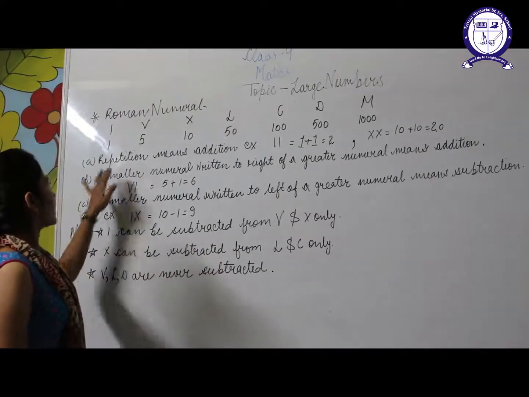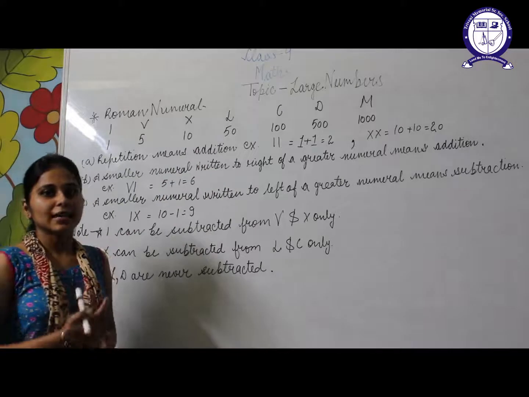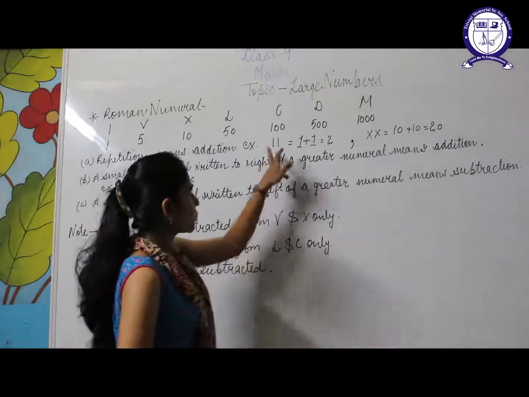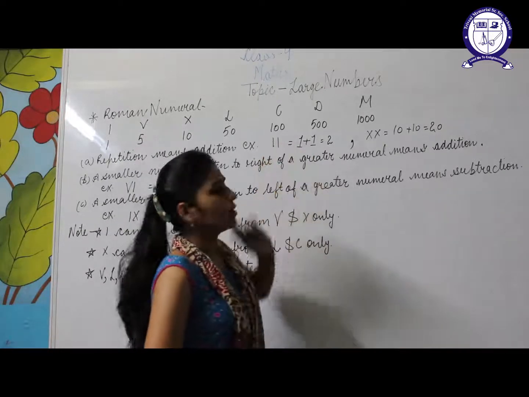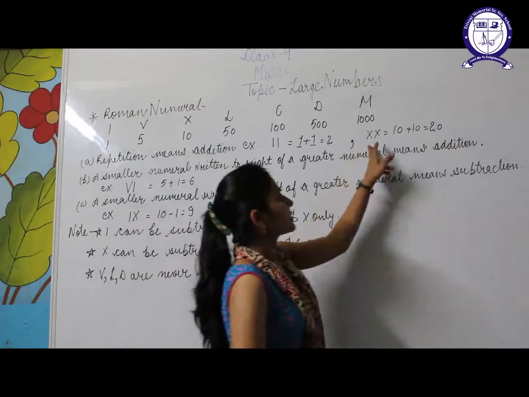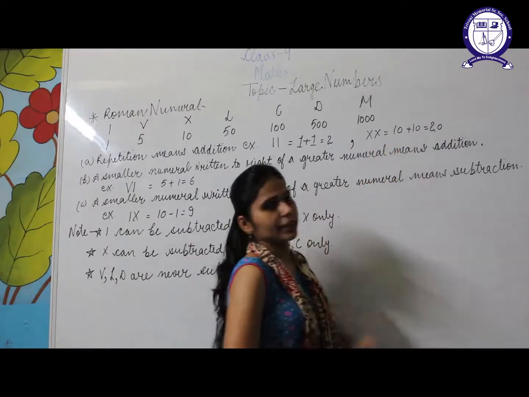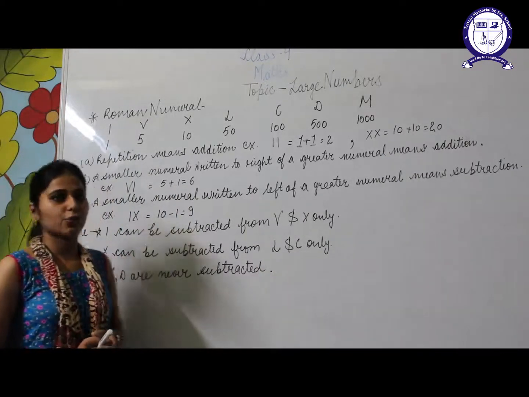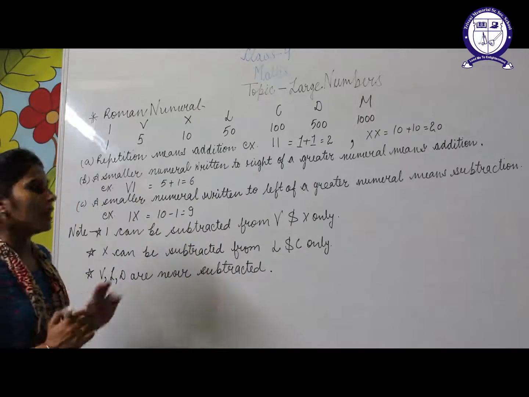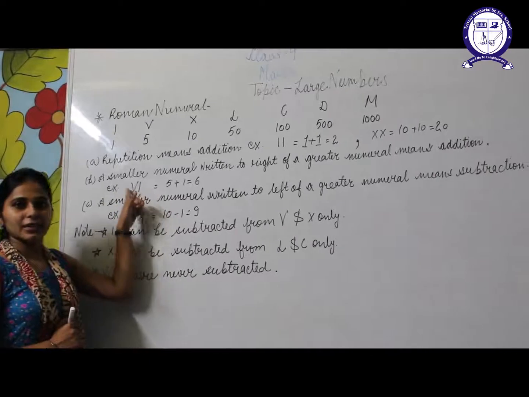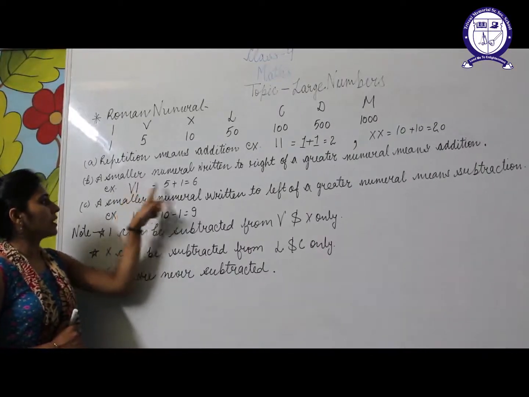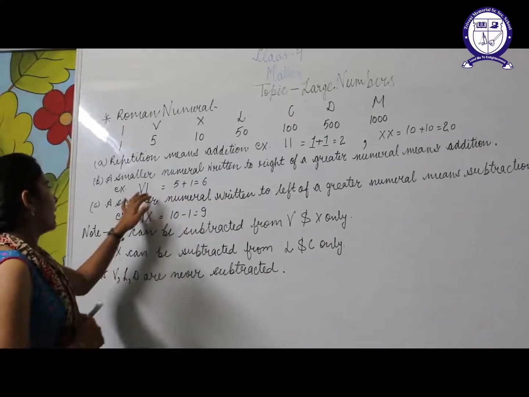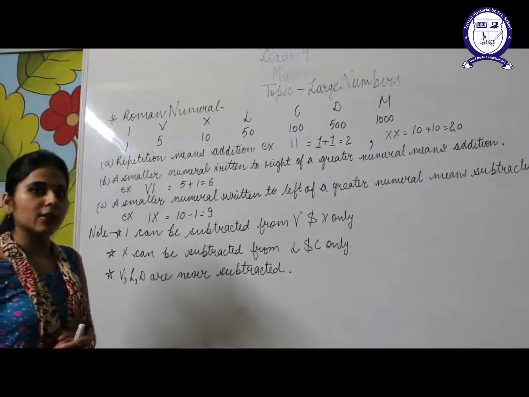First rule is that repetition means addition. When we are writing Roman numerals in repetition form, like here we are having 2 I's. I stands for 1, so 2 I's will stand for 1 plus 1, that is 2. X stands for 10, so 2 X's will stand for 20, students. Now, if the smaller numeral is written towards the right hand side of the greater numeral, this means addition. Like here we are having V and I. V is greater than I, students, so V stands for 5 and I stands for 1. So 5 plus 1 will give us 6, students. So here the smaller one is written towards the right hand side of the greater one.